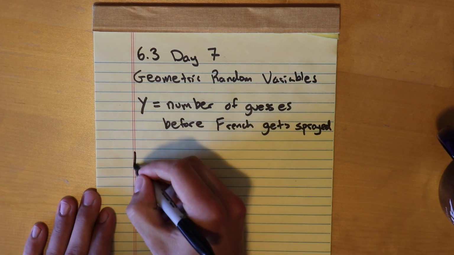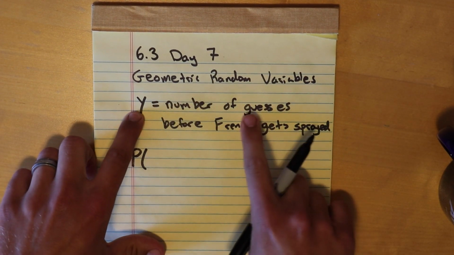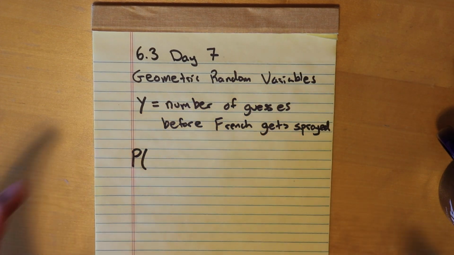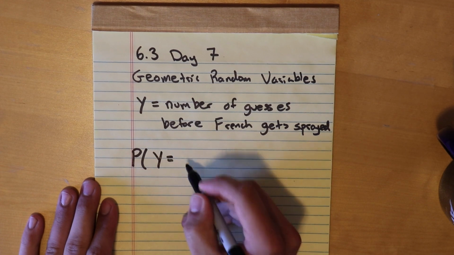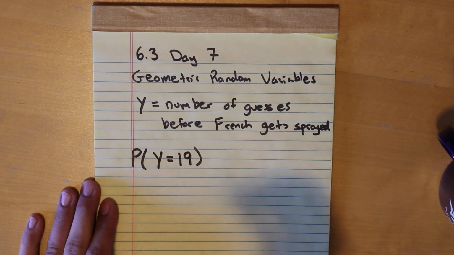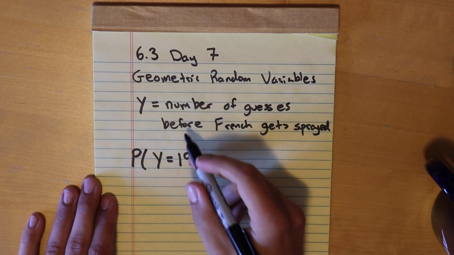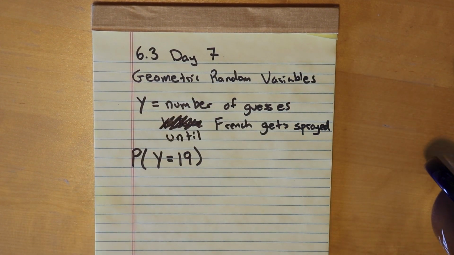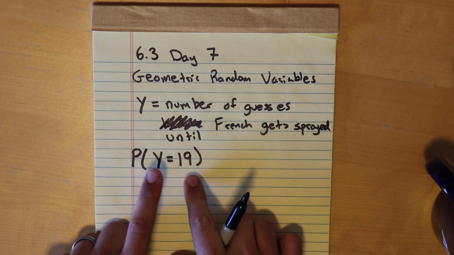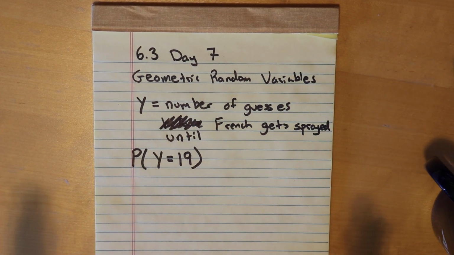So I'm looking for the probability. If I define y as the number of guesses before French gets sprayed, I'm going to find the probability that y equals 19. You know what? I'm going to adjust this here. I don't like the word before. I'll say until. So it's the number of guesses until French gets sprayed. So it took 19 for me to get sprayed.